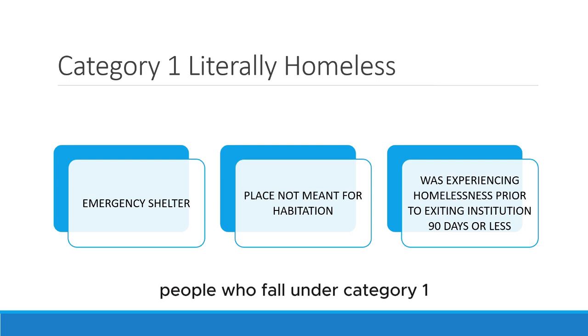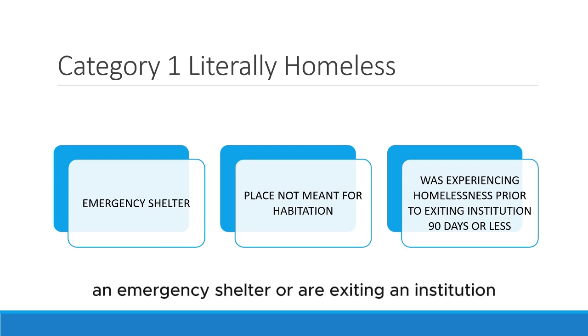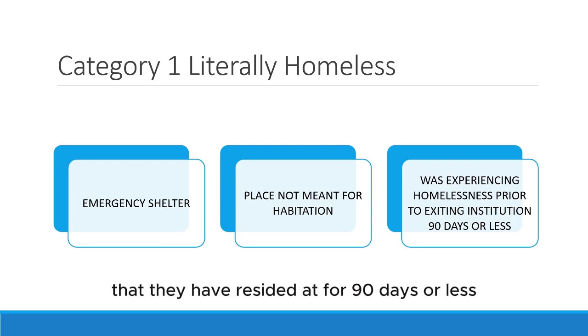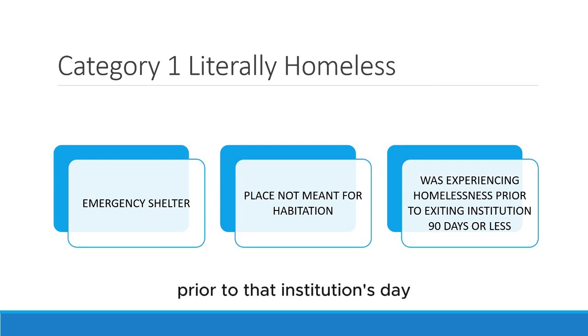People who fall under Category 1, literally homeless, are people that are either living in a place not meant for human habitation, an emergency shelter, or are exiting an institution that they have resided at for 90 days or less, and they were experiencing literal homelessness prior to that institution stay.